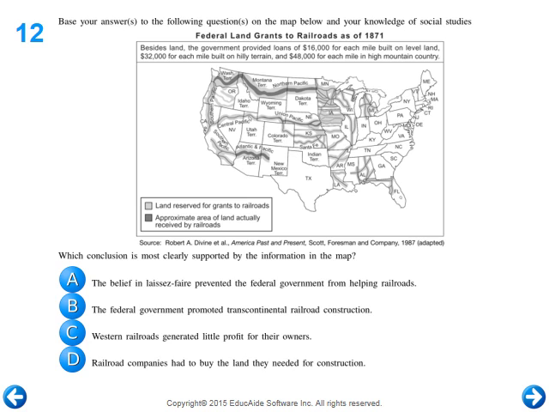So, what can we draw based on this? Is it A, the belief that laissez-faire prevented the federal government from helping the railroads? No, it didn't. So that's not true. B, the federal government promoted transcontinental railroad construction? Absolutely they did, and that's what we can draw from.